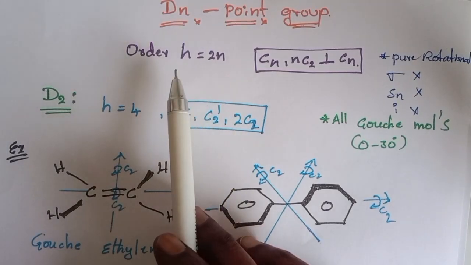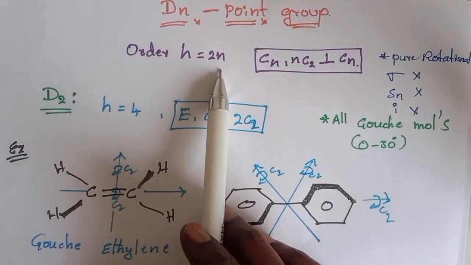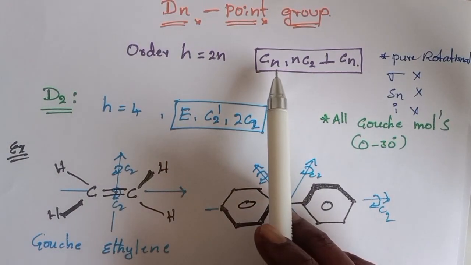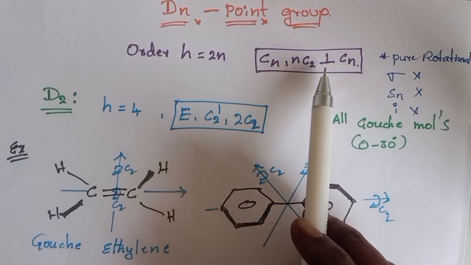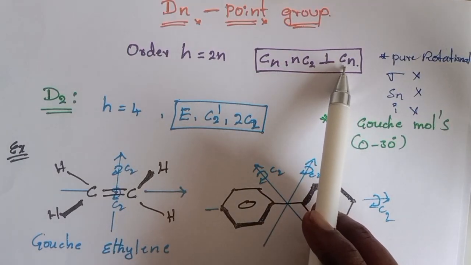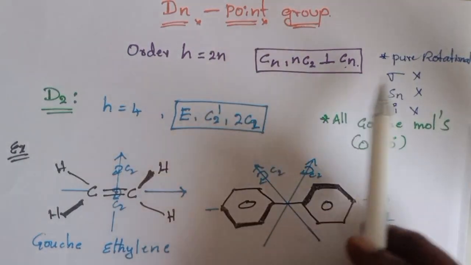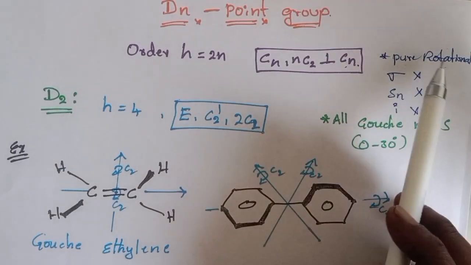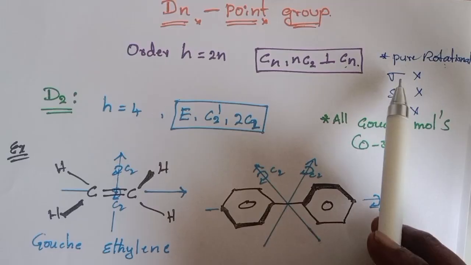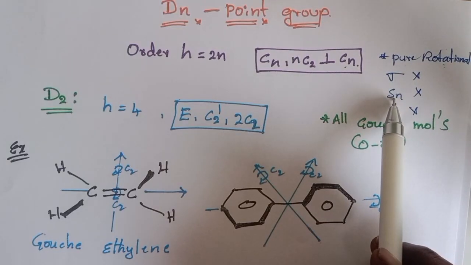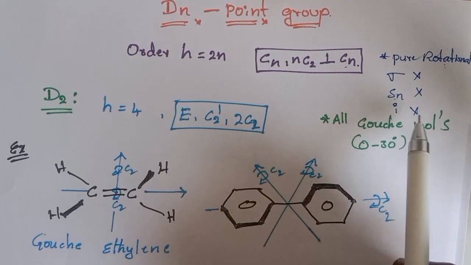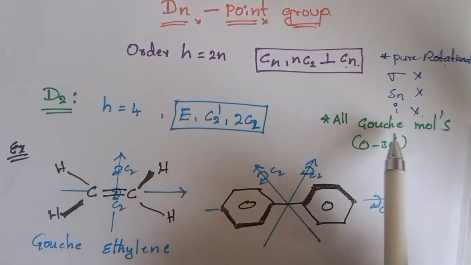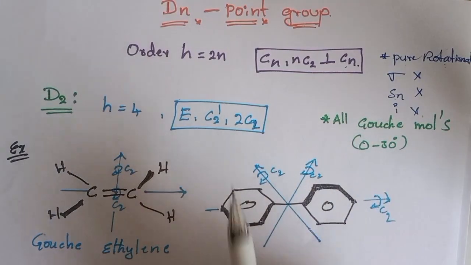Dn point group. The order for this point group is 2n. The existing symmetry elements are Cn followed by nC2, which are perpendicular to Cn. That means the Dn point group is a pure rotational point group, so only pure rotational axes are possible. No plane of symmetry, no improper axis of symmetry, no center of inversion. All chiral molecules will come under this Dn point group.